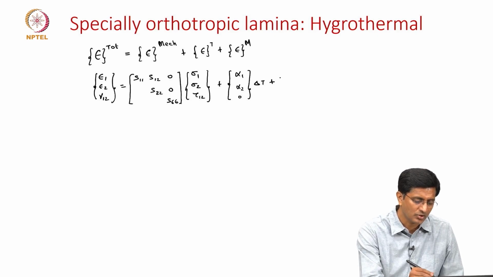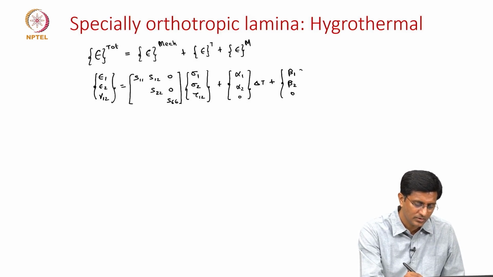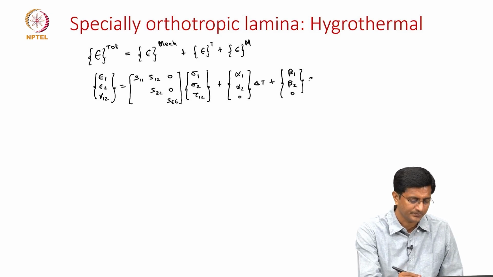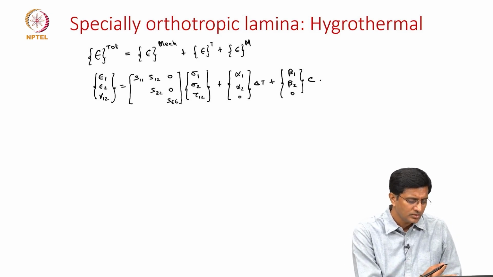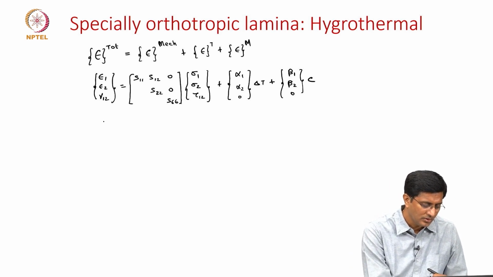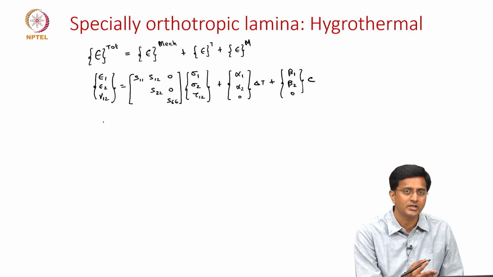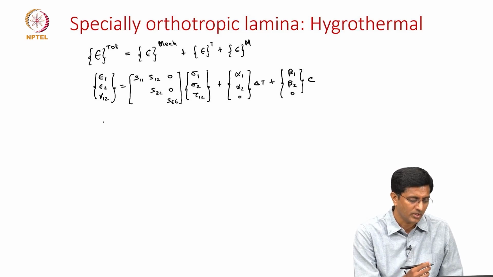Plus for the moisture contribution of strain, we'll write it in terms of beta i. So it will be beta 1, beta 2, 0 times C. So this should give a complete expression for the total strain. Okay. So now we will again write it in short, so that we can use this expression to bring in how we write the stresses in the specially orthotropic lamina.